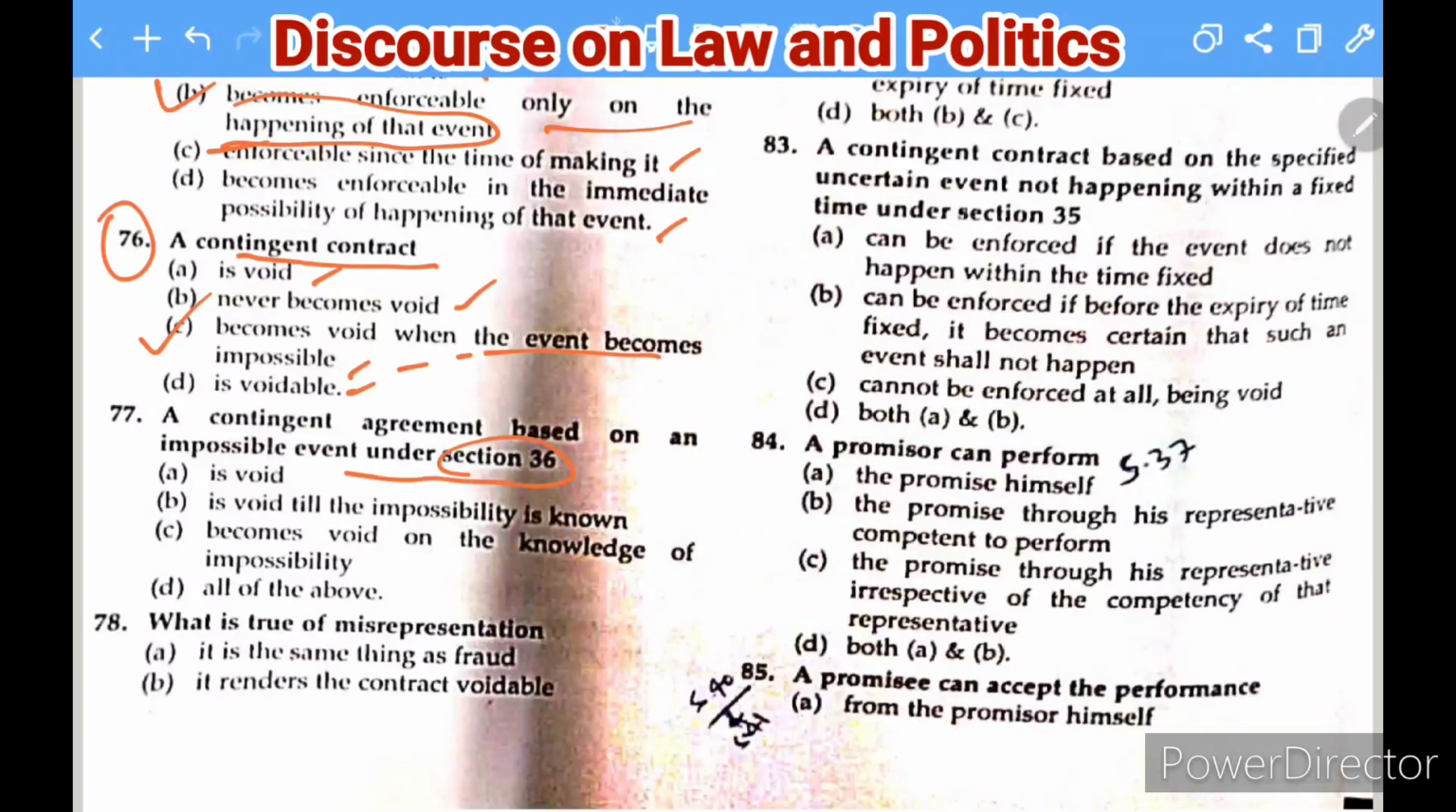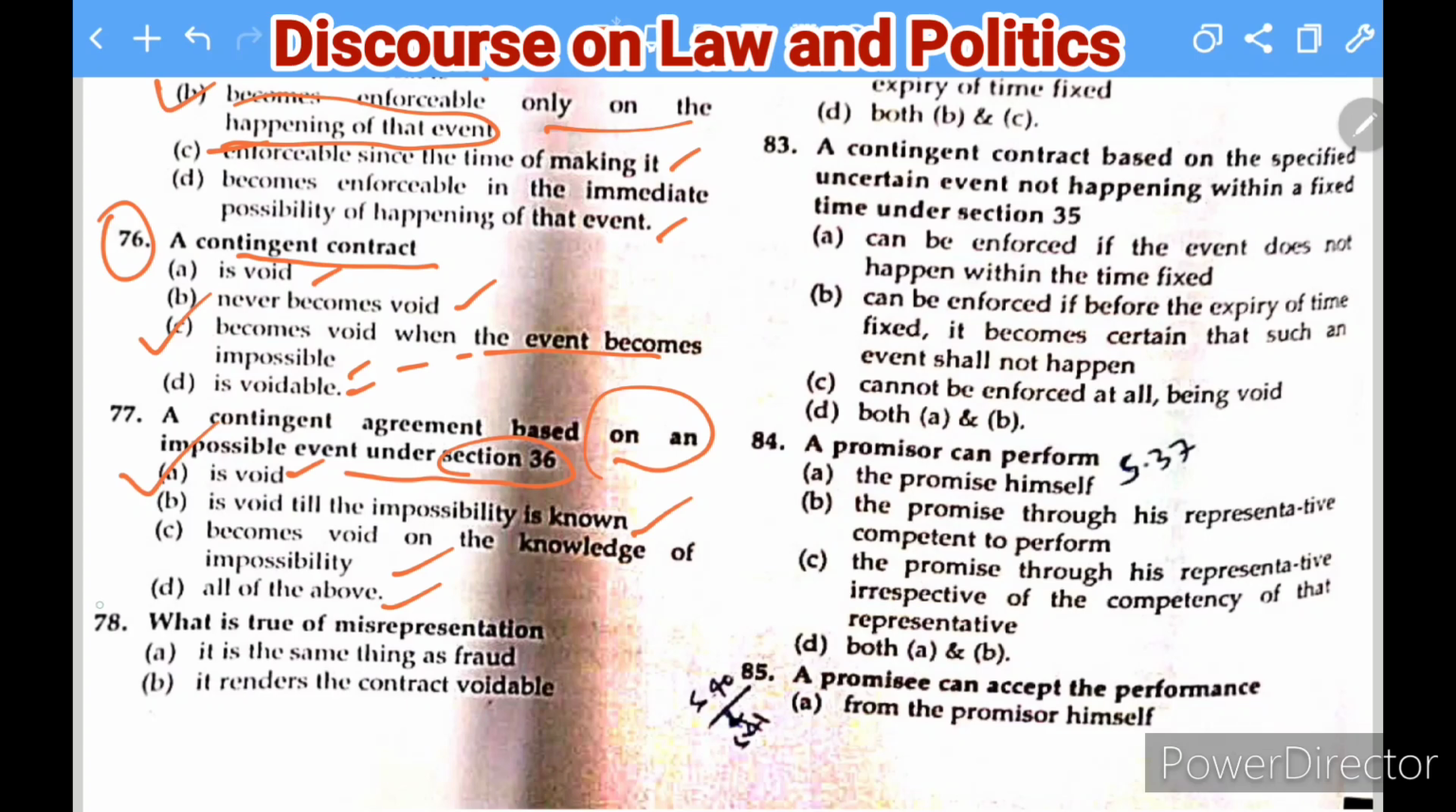When a contingent agreement is made, but it is based on an impossible event, whether it would be valid is going to be void till the impossibility is known, becomes void on the knowledge of impossibility, or the fourth option, all of the above. So just give your answer here. If the action is itself impossible, then it is going to be void from its inception.